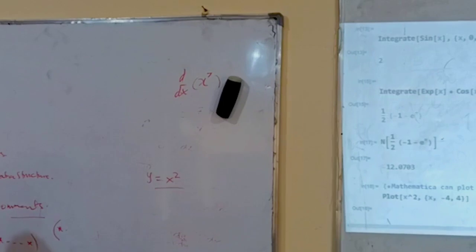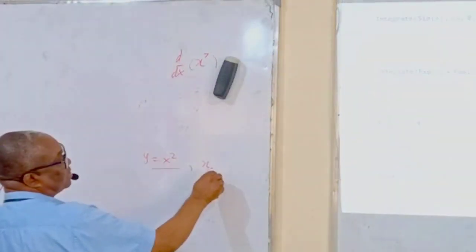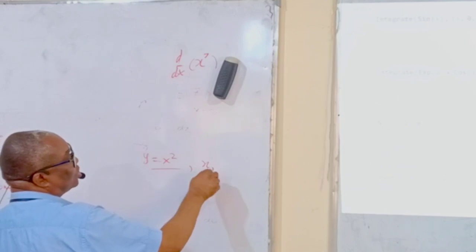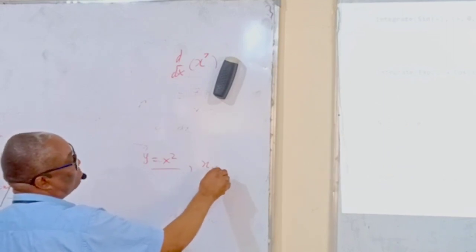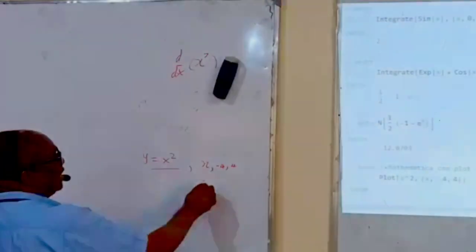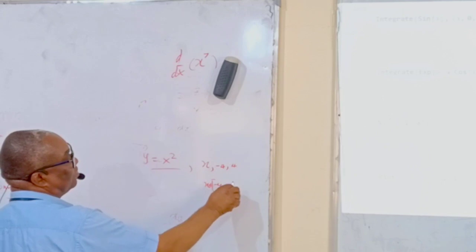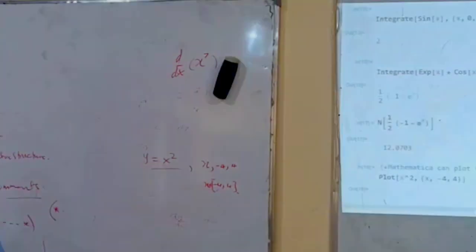I want to plot this in a region where x goes from -4 to 4. We can say x is an element of -4 and 4. So that is our line, -4 to 4. X is a parabola. That is why it's a parabolic function.